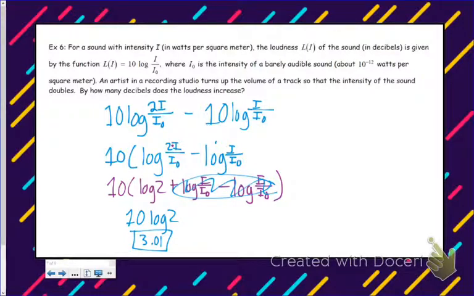All right, so again, these properties for expanding and condensing are going to come back up when we do solving. So make sure you're comfortable with both expanding these logs and condensing these logs using those properties.